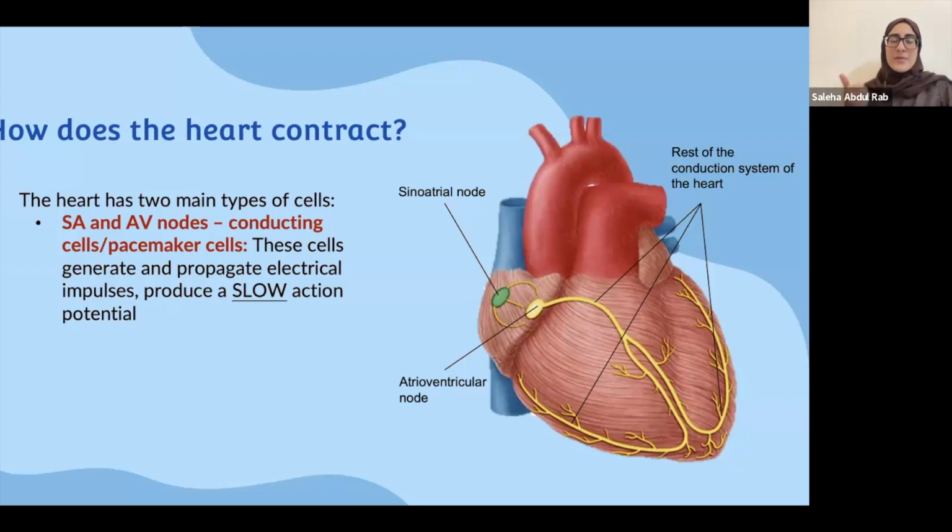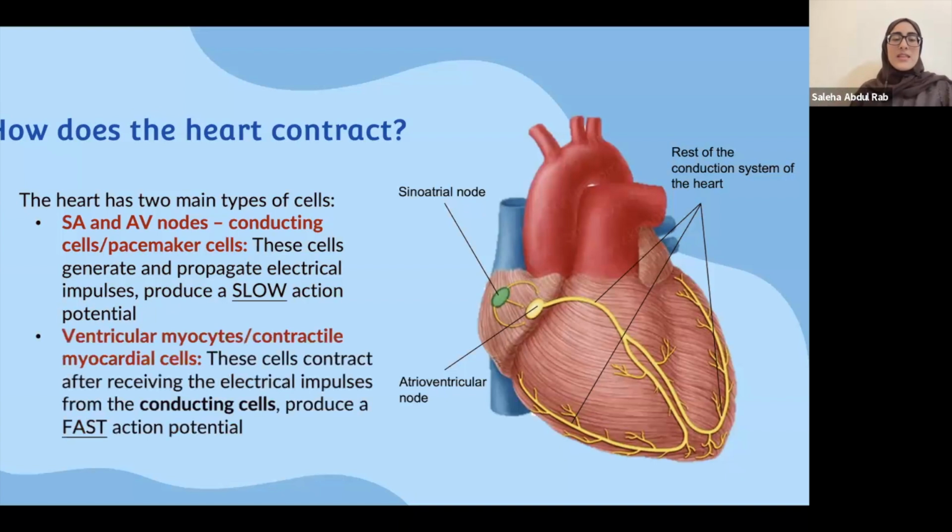So that was the first type of cell, the SA and AV nodes, right? The second type are the myocytes, or the contractile cells. These cells contract after they receive the electrical impulse from who? The SA and AV node cells. So the SA and AV nodes start the impulse, it goes down to the myocardial cells. The myocardial cells are the ones that contract in a systematic manner to cause the muscles to shrink and essentially push the blood out of the heart.